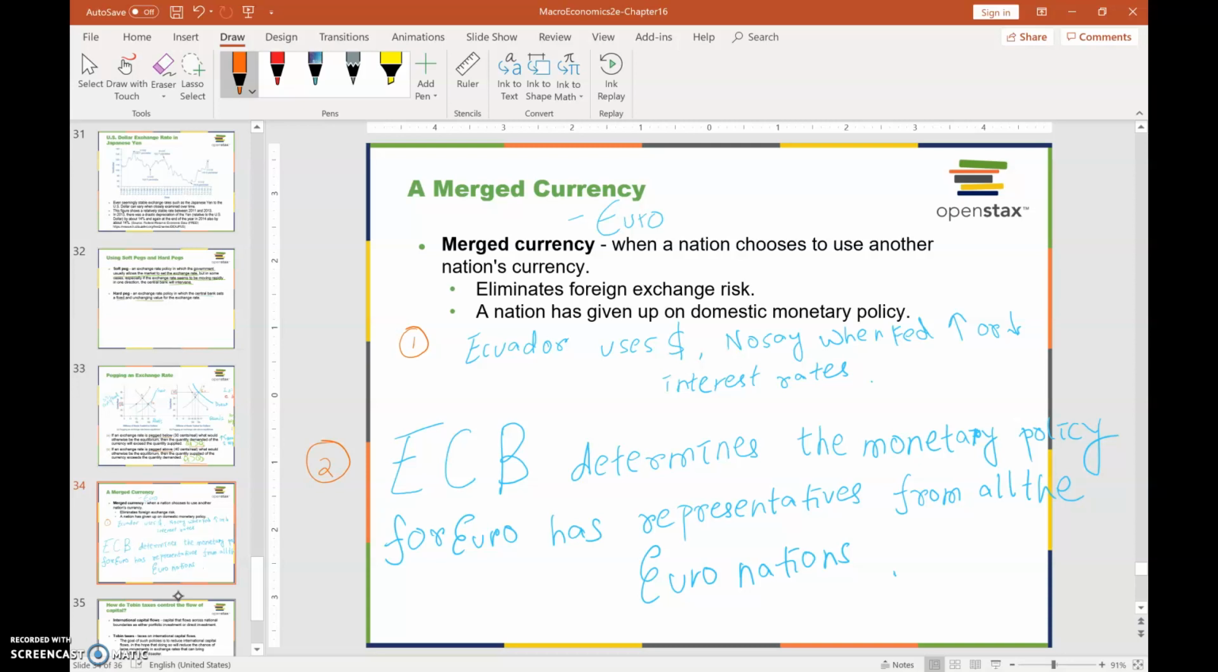The second example is when we have a bunch of countries in the European Union using euro as the common currency. The European Central Bank in this situation determines the monetary policy, and the euro has representatives from all the nations in the European Central Bank. This really eliminates foreign exchange risk. That is the good thing, but the bad thing is a nation cannot determine its monetary policy.